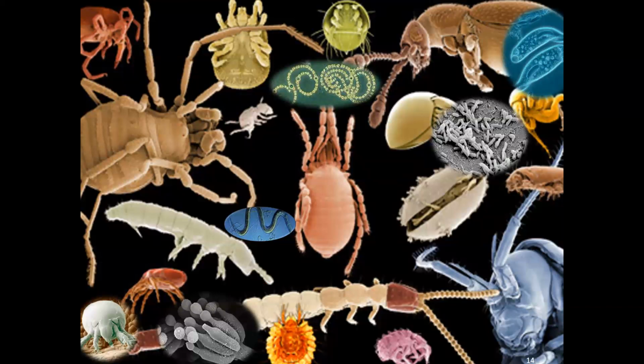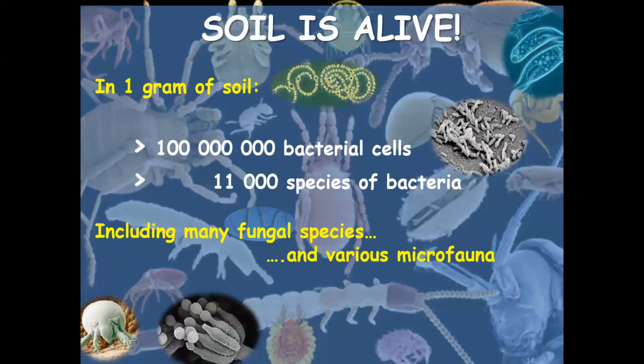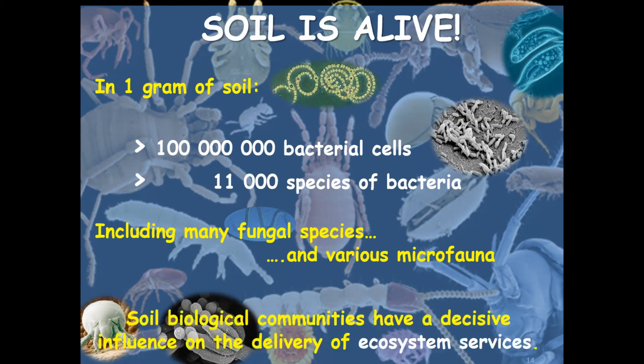Now we need to realize that soil is actually alive. In 1 gram of soil, we can have more than 100 million bacterial cells, more than 11,000 species of bacteria, including many species of fungi and all the microfauna that you saw on the slide. Soil biological communities, or soil biota, have a decisive influence on the delivery of ecosystem services.